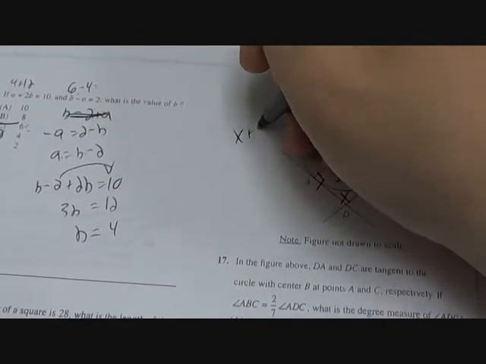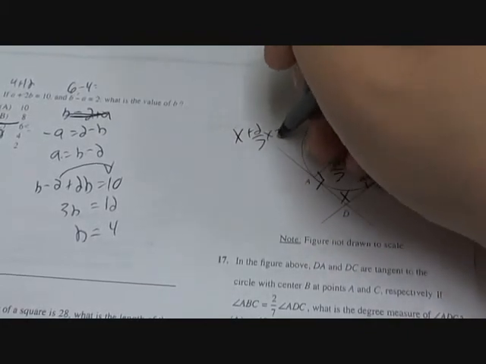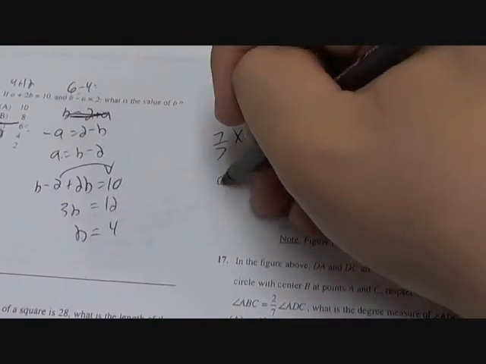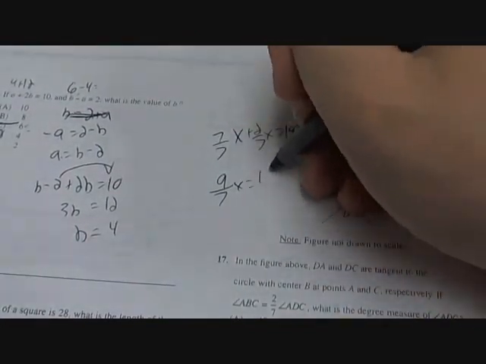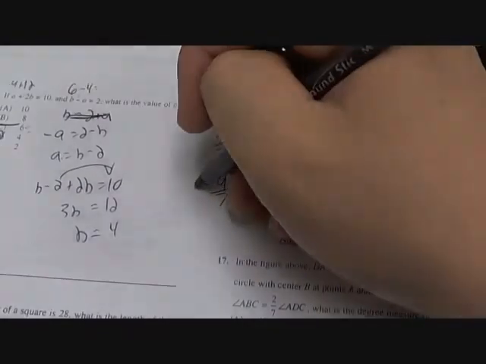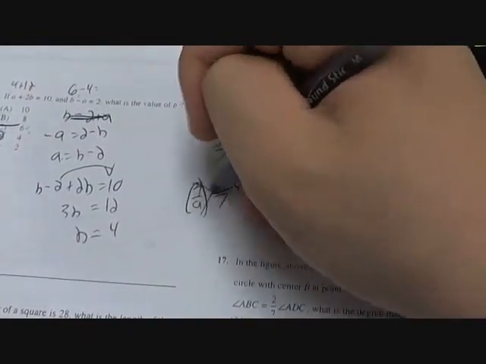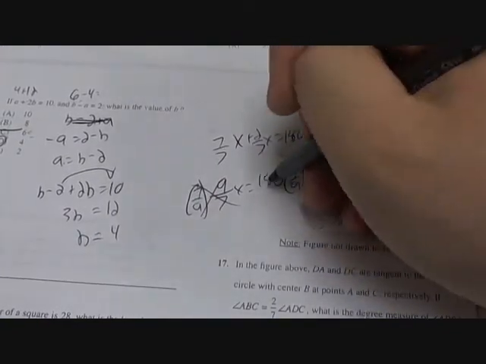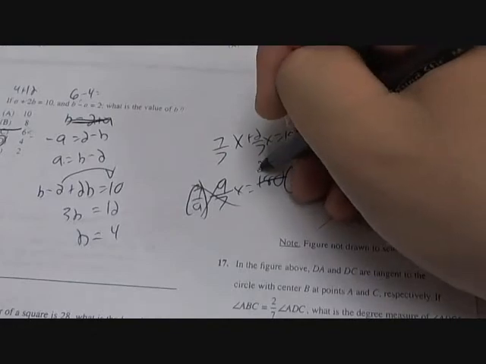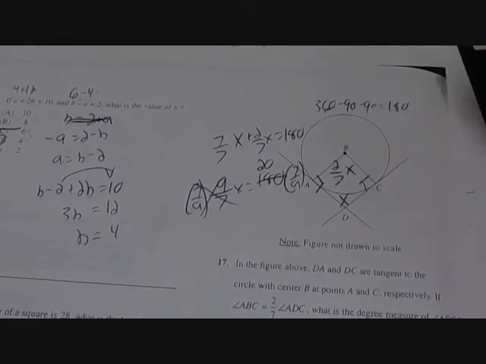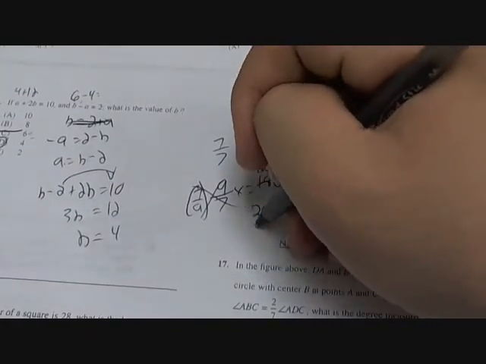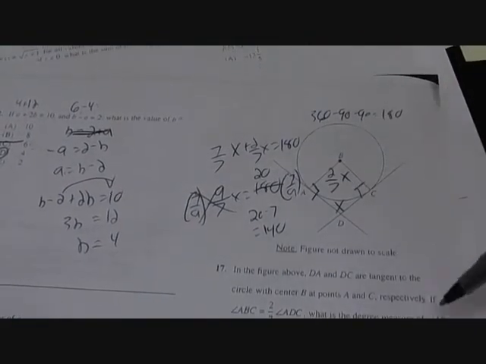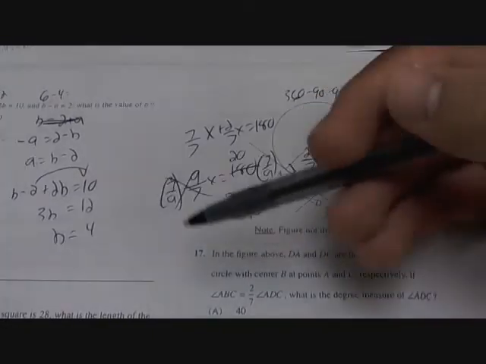So it's x plus 2/7 x is equal to 180. X is the same thing as 7 over 7. So 9/7 x is equal to 180. So multiply by the reciprocal. 9 goes into 180 20 times. Right? Yes, 20 times. So you have 20 times 7 is equal to 140. So x is 140, because remember we're asking for ADC, and we labeled ADC as x. So x is 140.